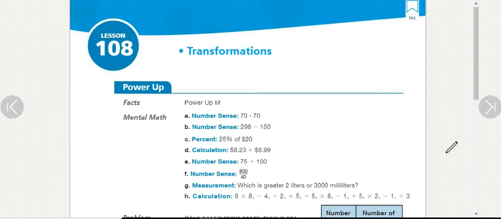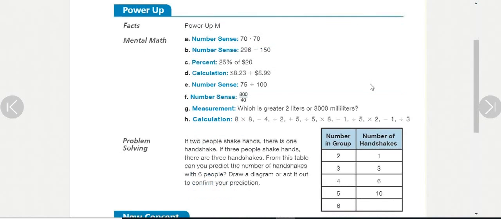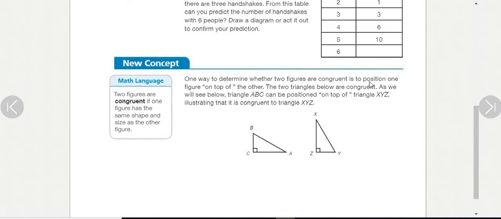Lesson 108 is all about transformations, nothing about robots in disguise. Sorry, it's about how shapes can look different depending on how we manipulate them. We're going to learn about 3 ways you can manipulate a shape by rotating, reflecting, and translating.